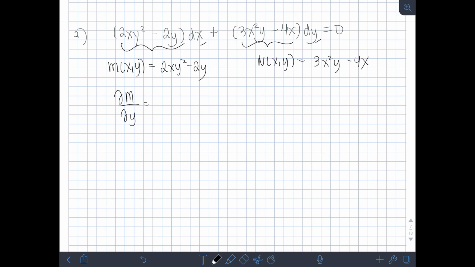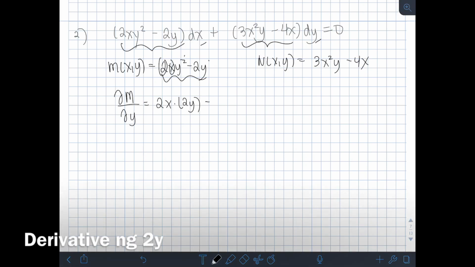So, we have constant si x, differentiate natin with respect to y. So, itong 2x, igigilid ko lang dahil constant. Differentiate natin itong y squared. We have 2y minus, derivative ng 2y is simply 2. So, we have 4xy minus 2.